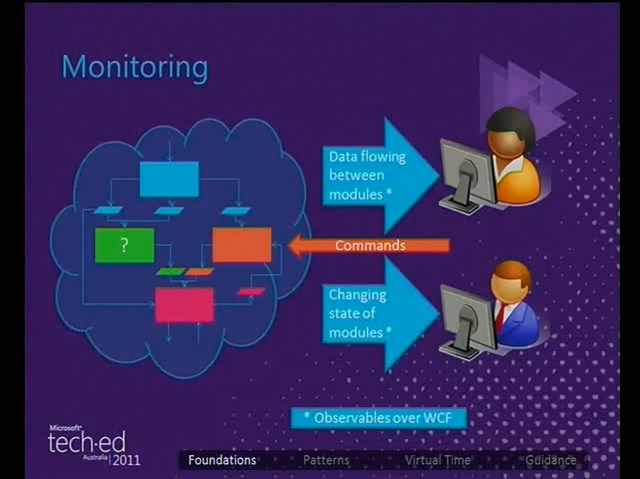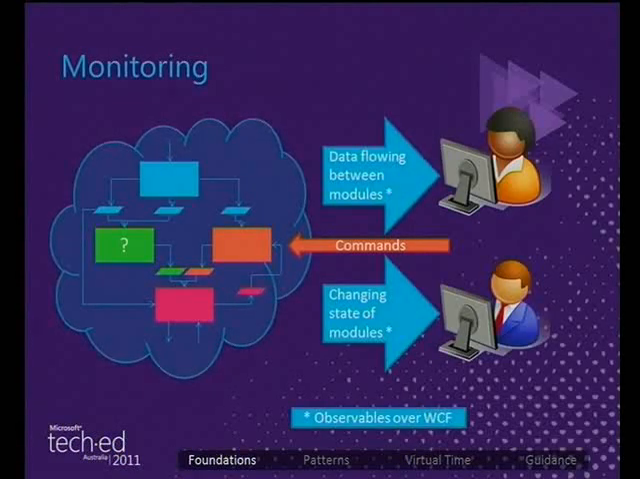What we can do is take these observable streams that are going between the modules, and we can publish them out over WCF, over the wire, and we can monitor them, or we can record them for auditing purposes in other places, which is also something you could do with some other application running in Azure that used observables to do inter-module communication.